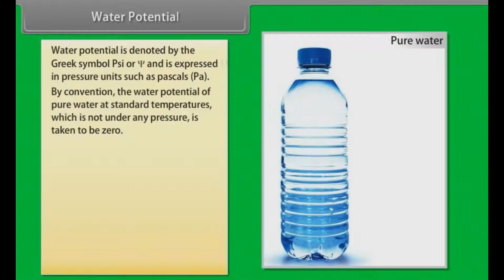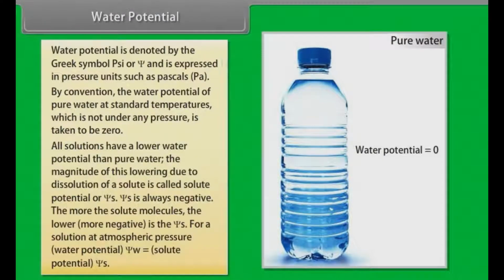By convention, the water potential of pure water at standard temperature, which is not under any pressure, is taken to be zero. All solutions have a lower water potential than pure water. The magnitude of this lowering due to dissolution of a solute is called solute potential. Solute potential is always negative. The more the solute molecules, the lower is the solute potential. For a solution at atmospheric pressure, water potential is equal to solute potential.